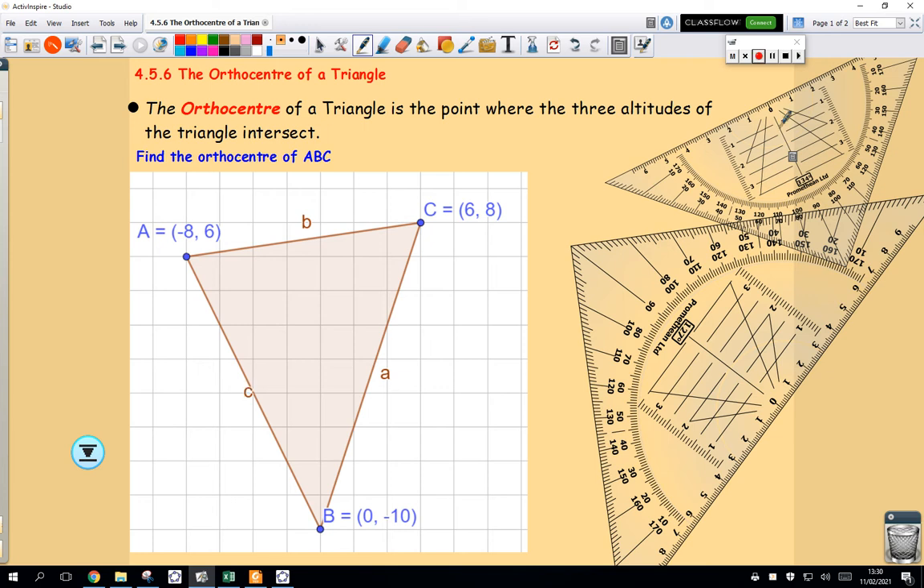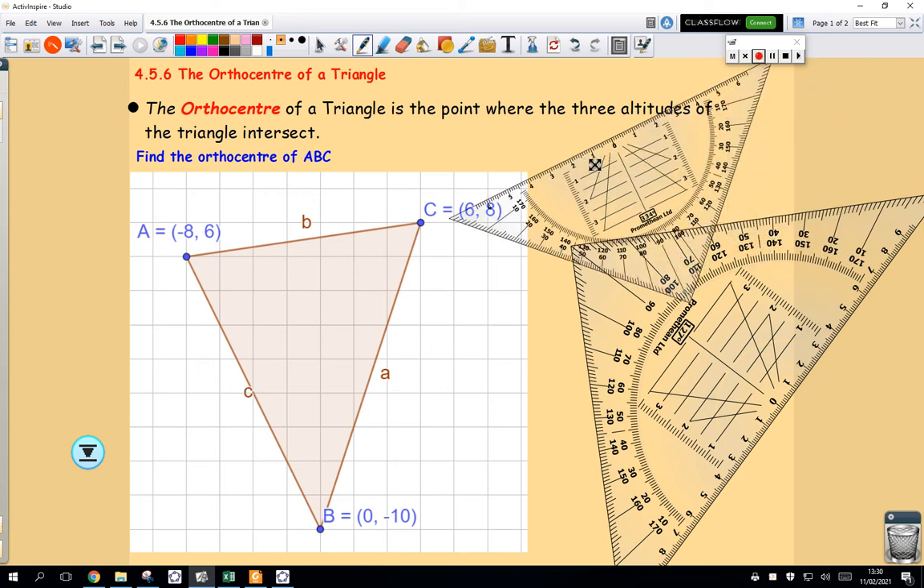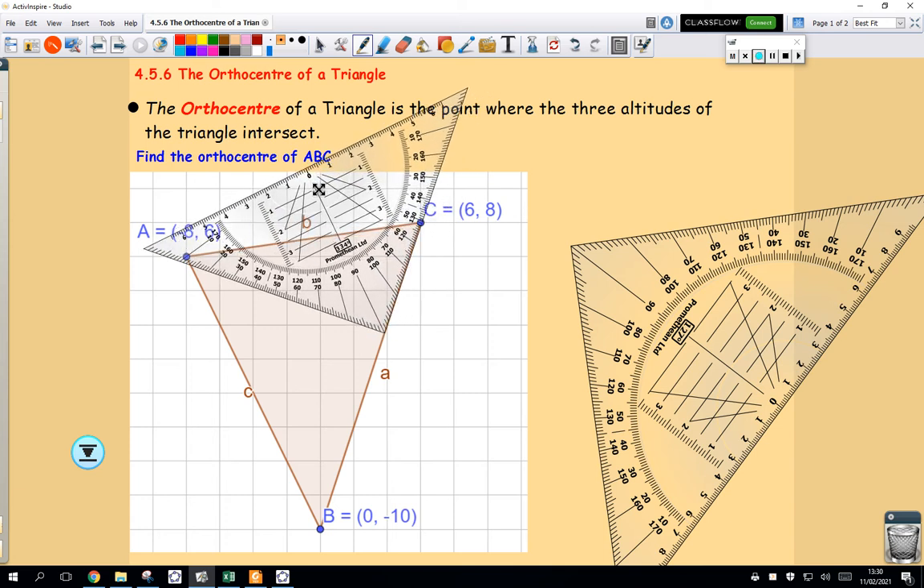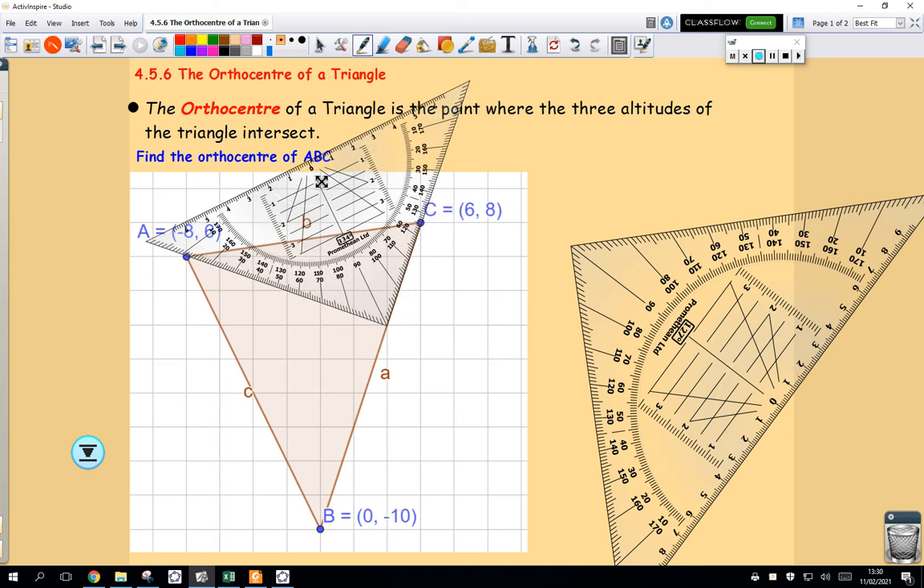So to draw an altitude, I suppose I need a set square to find my right angle. And I just work it around in such a way that it's passing through the vertex and perpendicular to the side opposite it. Okay, so that's really what I'm trying to do.